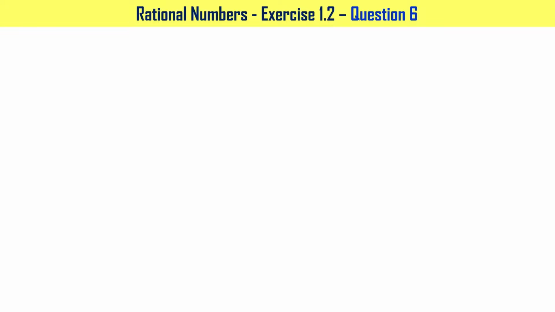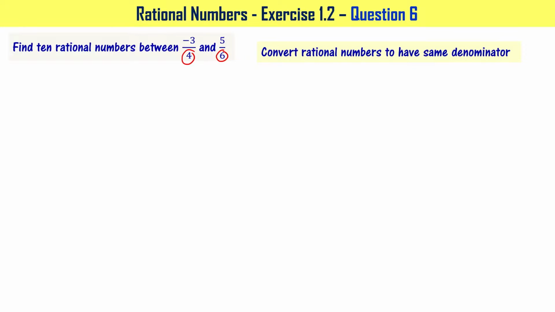Question number 6. Find 10 rational numbers between -3/4 and 5/6. You look at the denominators, 4 and 6. They are not same, right? Since they are not same, I can't simply multiply both numerator and denominator with 10. What I can do is, we want to convert these given rational numbers to have same denominator. How do I do that?